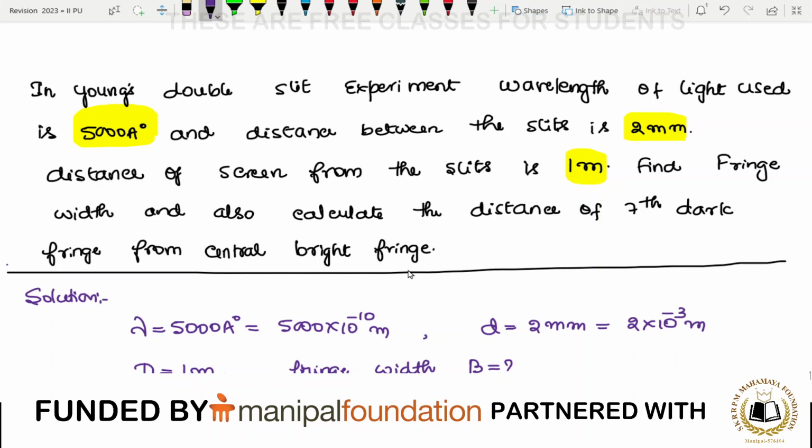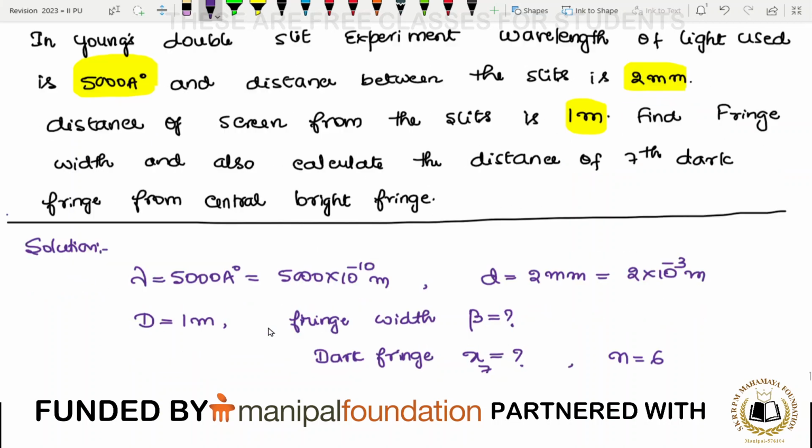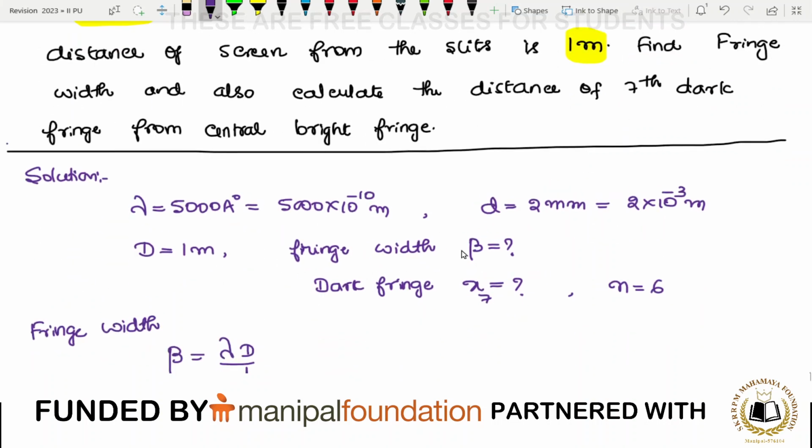In Young's double slit experiment, the wavelength of light used is 5000 angstrom and the distance between the slits is 2 millimeter. The distance of the screen from the slits is 1 meter. Find the fringe width and also calculate the distance of the seventh dark fringe from the central bright fringe. So lambda is 5000 angstrom, small d is 2 millimeter, that is 2 to the minus 3 meter, and capital D is 1 meter. You have to calculate the fringe width and the dark fringe x7. The n value is 6.